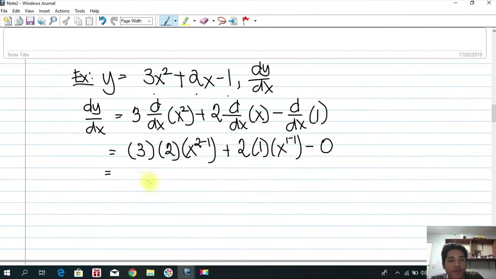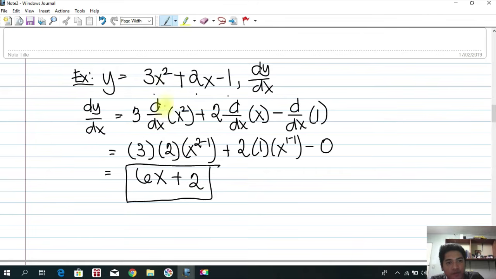So we have here 3 times 2, that is 6, x raised to 2 minus 1, that is simply x, plus 2 times 1. This x raised to 1 minus 1 is x raised to 0, that is 1. So simply 2 times 1 times 1, that is 2. So we have now the derivative of this function.